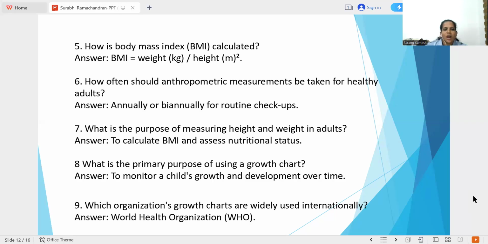The sixth question is, how often should anthropometric measurement be taken for healthy adults? For healthy adults, annually or biannually with routine checkup, we have to take the anthropometric measurement. In children, weekly or bi-weekly. Then what is the purpose of measuring height and weight in adults? To calculate BMI and assess nutritional status.